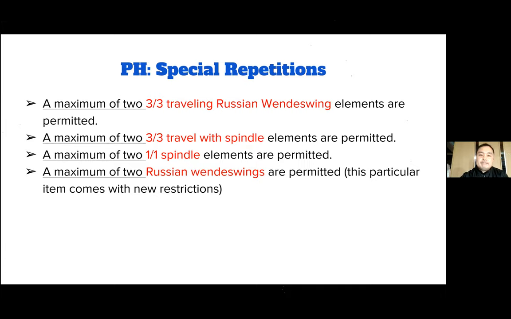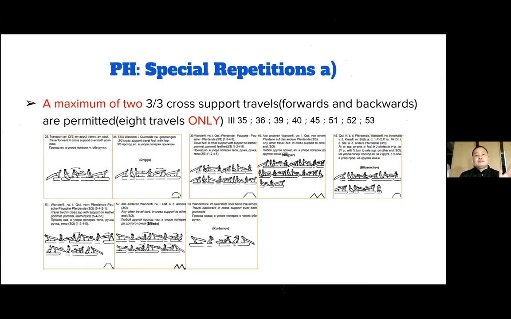So special repetition: a maximum of two, three, and third cross support trebles. So only eight trebles only. Group 3: 35, 36, 39, 40, 45, 51, 52, 53. So you can just take a note and then please see these skills. For example, Grigus, Megia, Vilozerchev, Sibado, etc.